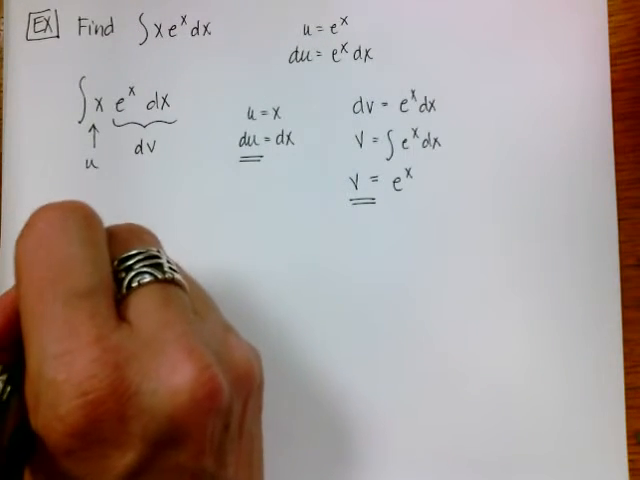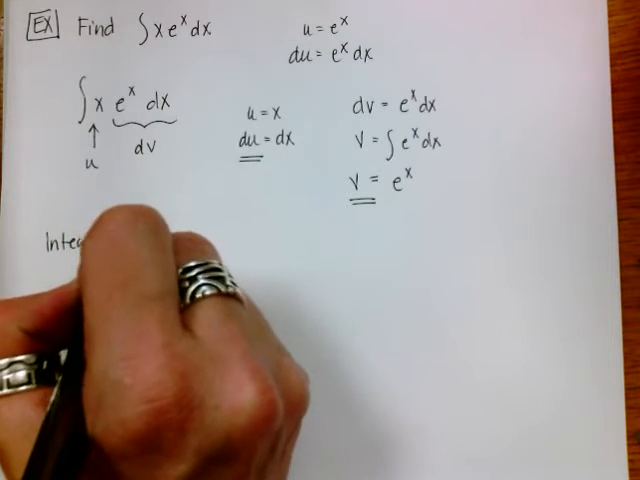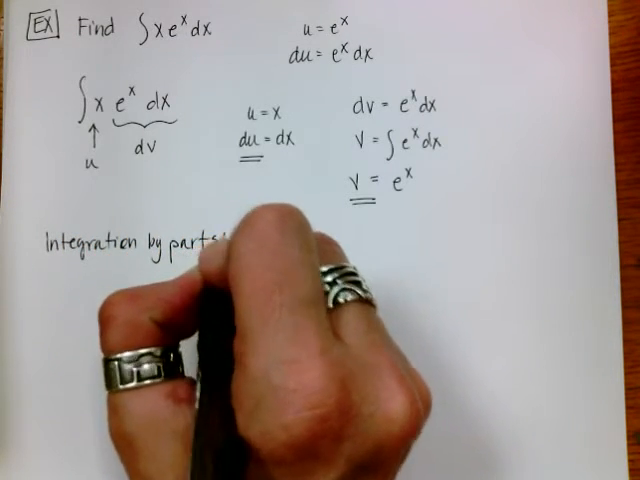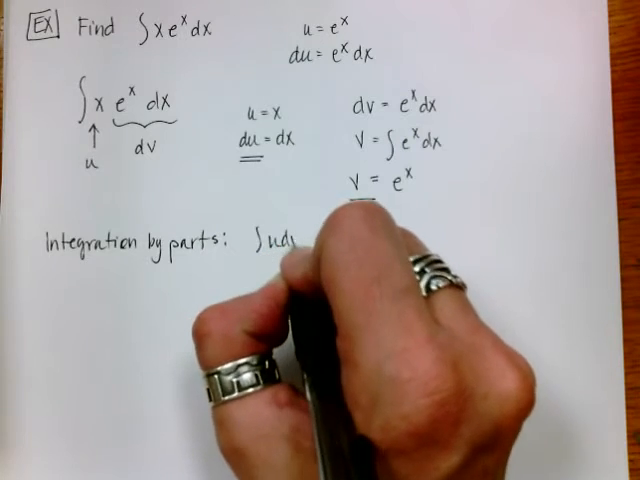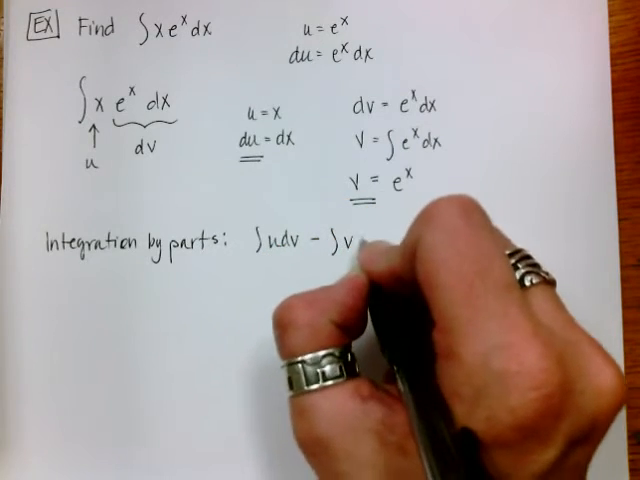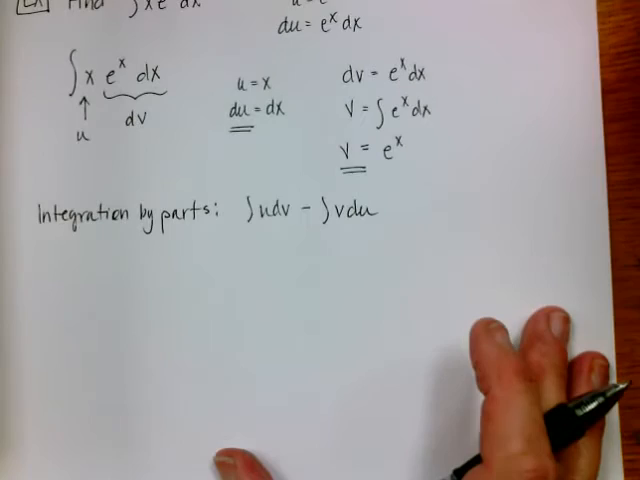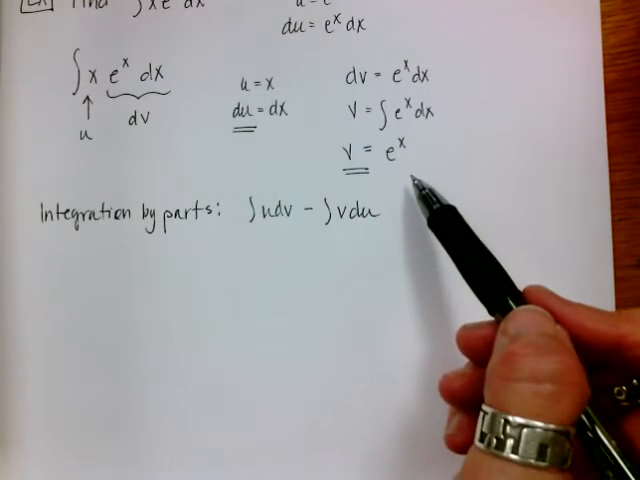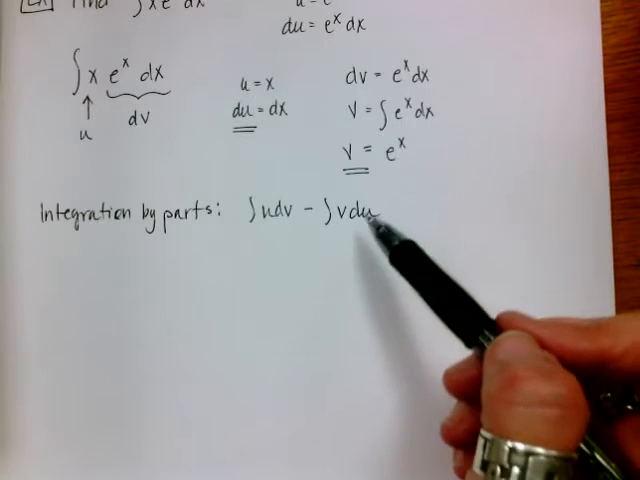My formula for integration by parts is going to be the integral of u dv minus the integral of v du. So now I just have a lot of substitution to do, and if you write all of this stuff out, it makes life so much easier.